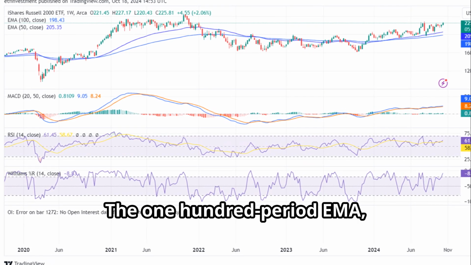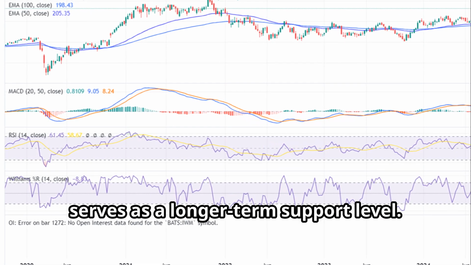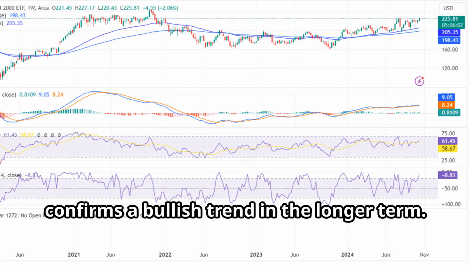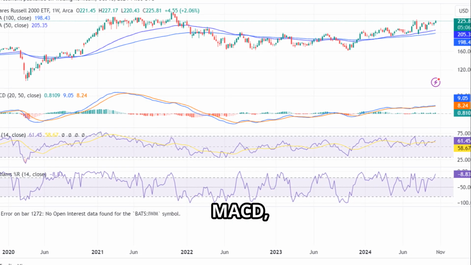The 100-period EMA, at $198.43, serves as a longer-term support level. The price staying above this level confirms a bullish trend in the longer term.